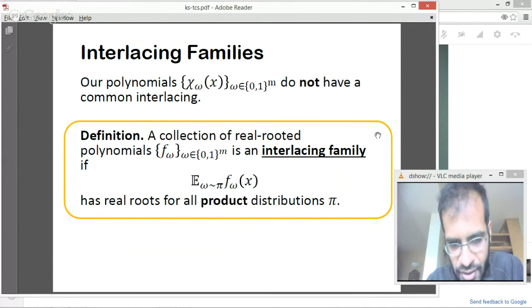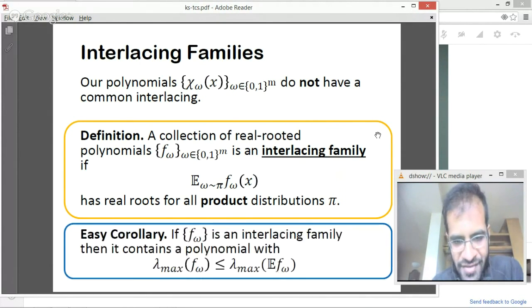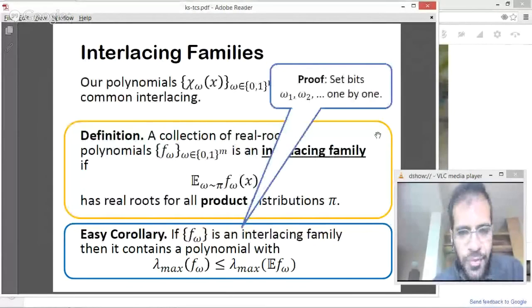Previously I told you that common interlacing is equivalent to all distributions having real roots. Here I only want product distributions. With this definition, the easy corollary is that if you have a set of polynomials which is an interlacing family, so all product distributions have real roots, then the same conclusion holds. There exists one polynomial whose largest root is at most the largest root of the expectation. The proof is very simple. It's just an inductive application of the theorem I showed you on the previous slide. You're interested in bit strings of length m, and you just set the bits one by one. It's a conditional expectation type of thing.